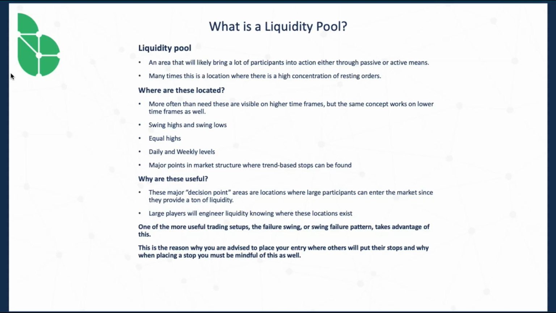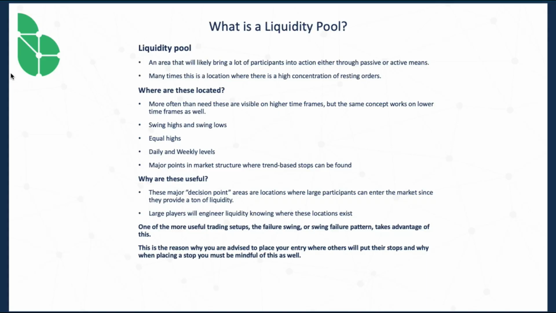I talked about this in a post not too long ago with a Bitcoin swing low as an area that will bring all time frame participants into the mix. Suddenly everyone will be active, from your higher time frame position and swing traders to your lower time frame traders as well. So these are going to be majorly important areas on the chart.